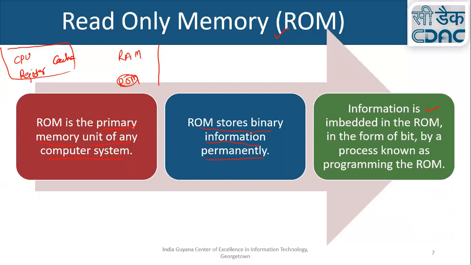Information is embedded in the ROM in the form of bits by a process known as programming the ROM. So how do you write the data inside the ROM? The answer is you can't write. It is written by some special device, some special programs. Data is in the form of bits, and writing the data inside your ROM chip is known as programming the ROM.